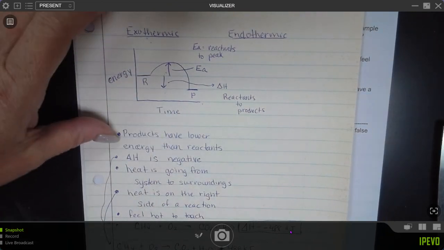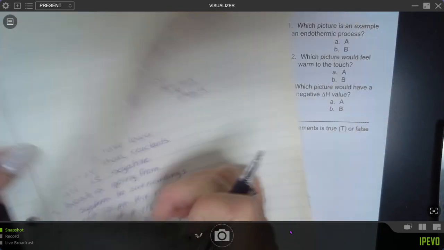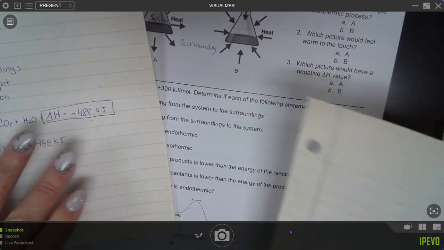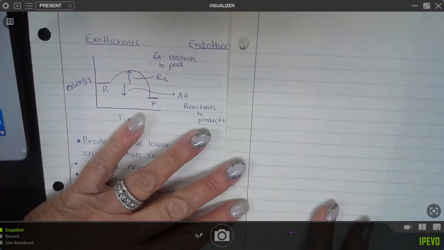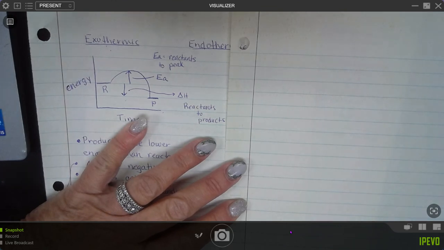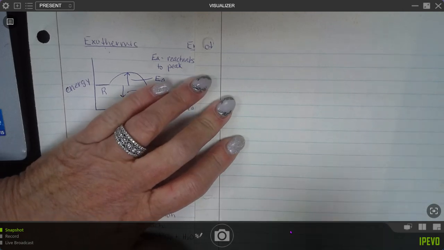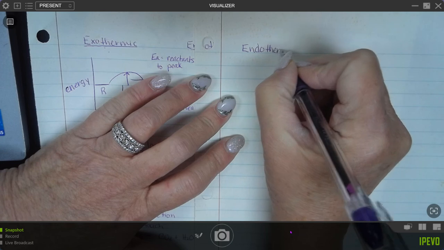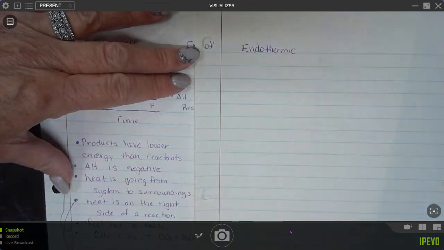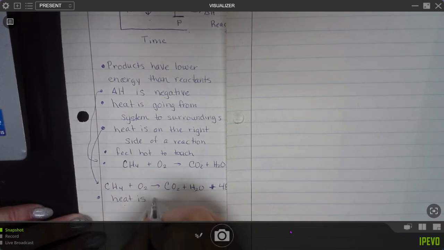So let's, and you know what, I am going to add another piece of paper over here so that I can have room to write. All right, because everything that we've just said about exothermic is essentially the opposite when we're talking about an endothermic reaction. I guess one more thing down here on our exothermic, we didn't really say it, but heat is released.